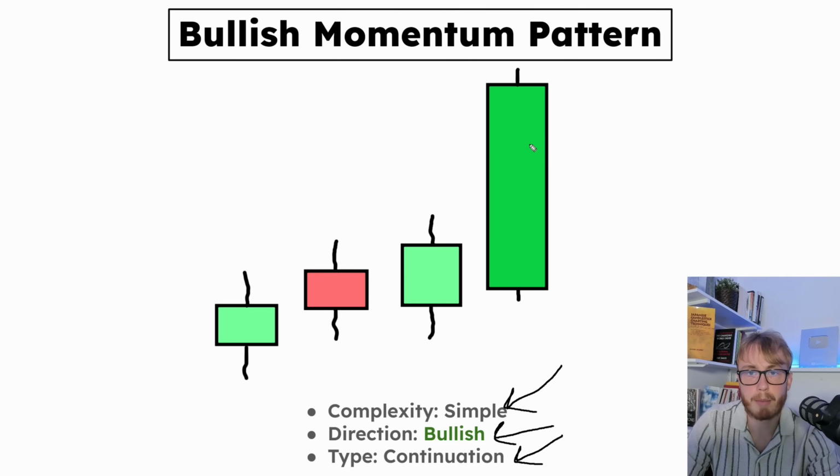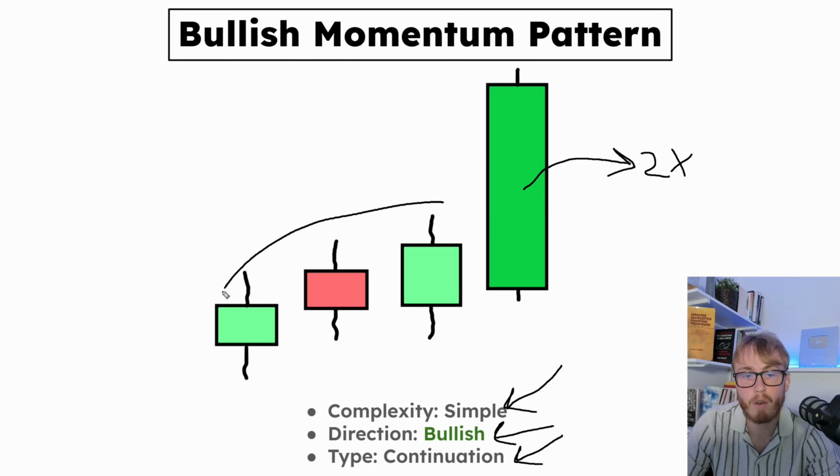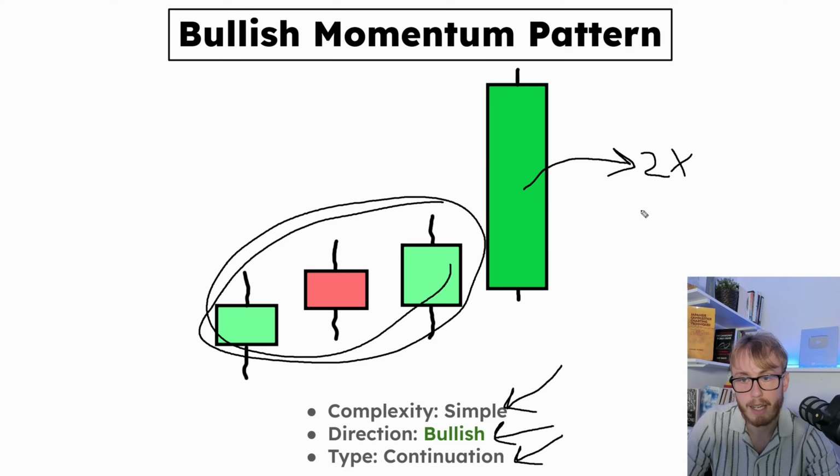Because what is a bullish momentum pattern? Well, I like to define this as a strong green candle that is at least twice the size of the previous candles. And preferably we want the momentum candle to be even larger, maybe 3 times or 4 times as large as the previous candles.